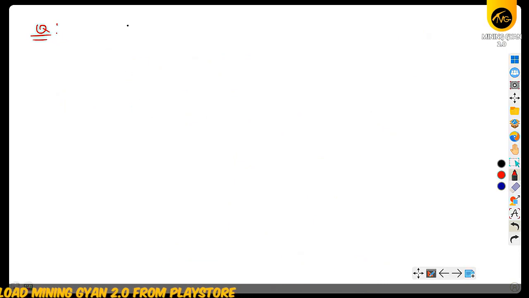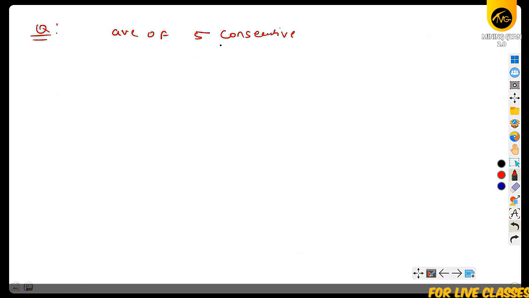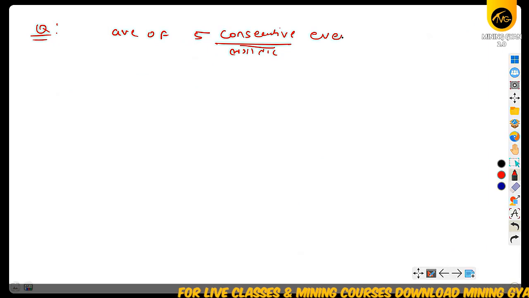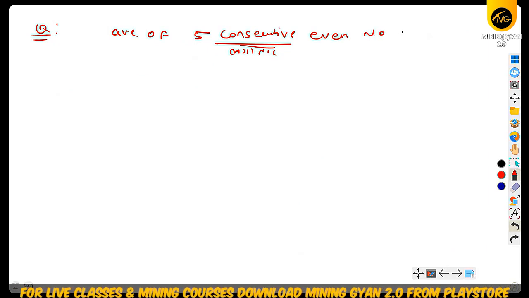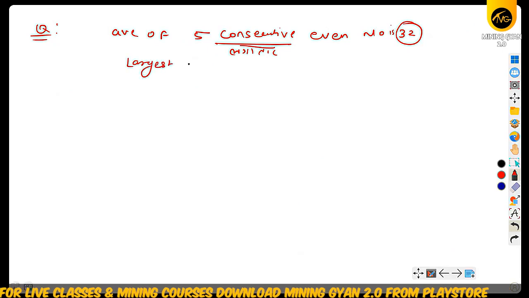Now suppose we have the average of 5 consecutive, means consecutive, क्रमागत जिसको बोलते हैं हिंदी में, consecutive even numbers. So even numbers, the average is 32. Find the largest number.